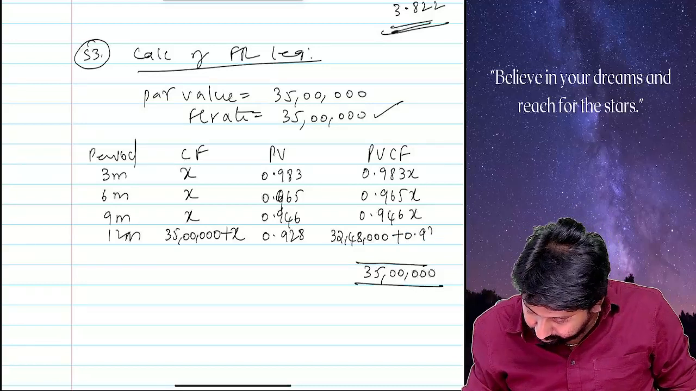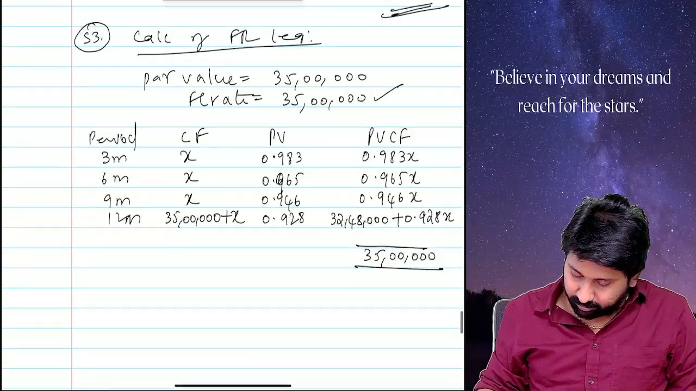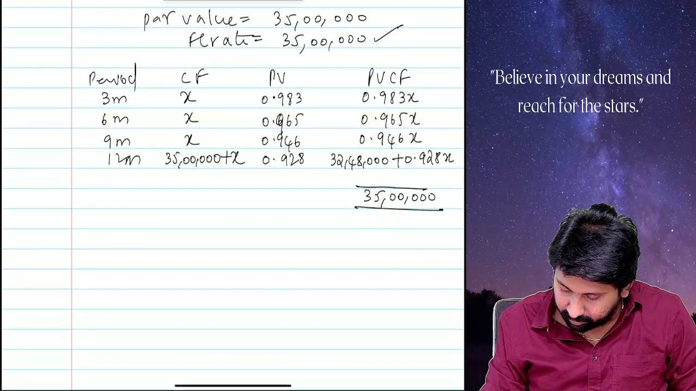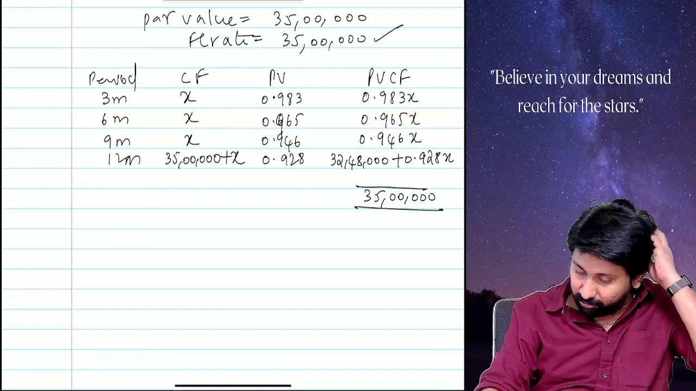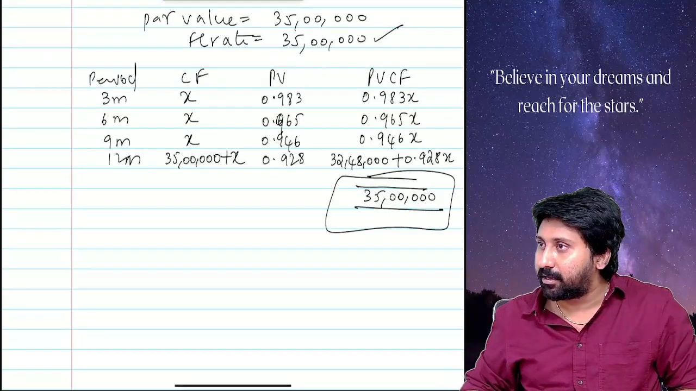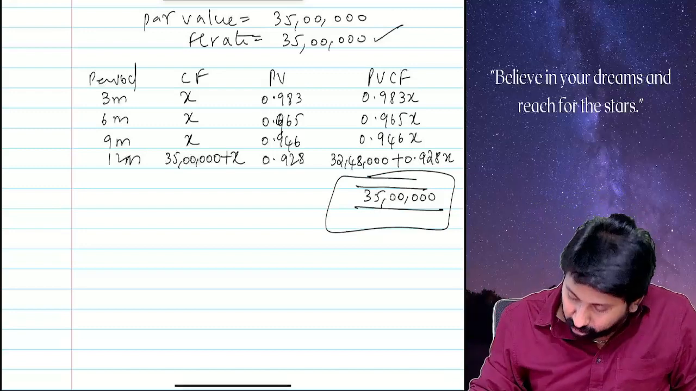928. Yes, sir. Okay. Tell me the total now. Difference, sir. You have to make the total. This should be equal to 35 lakhs, na? X we will calculate. Total all the three.